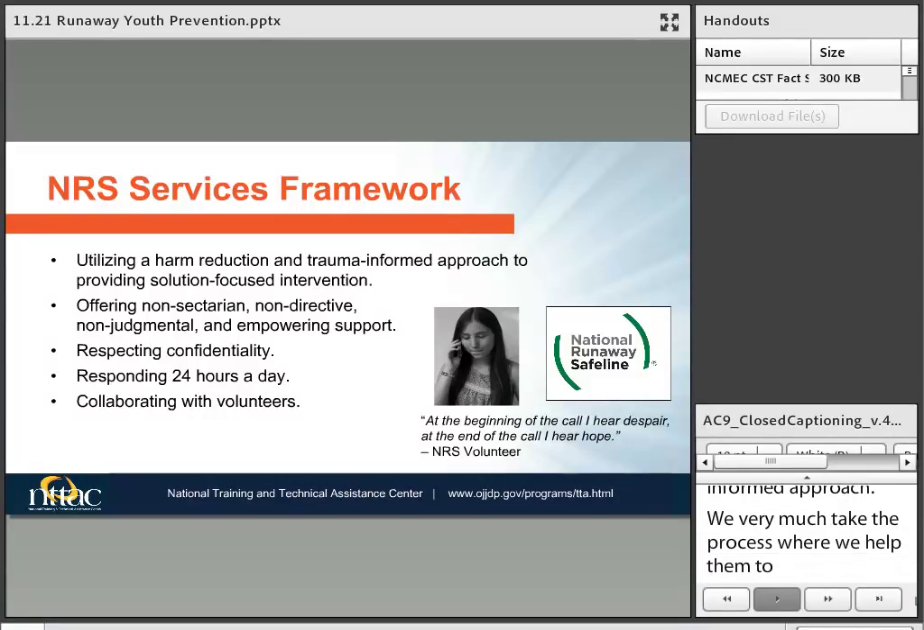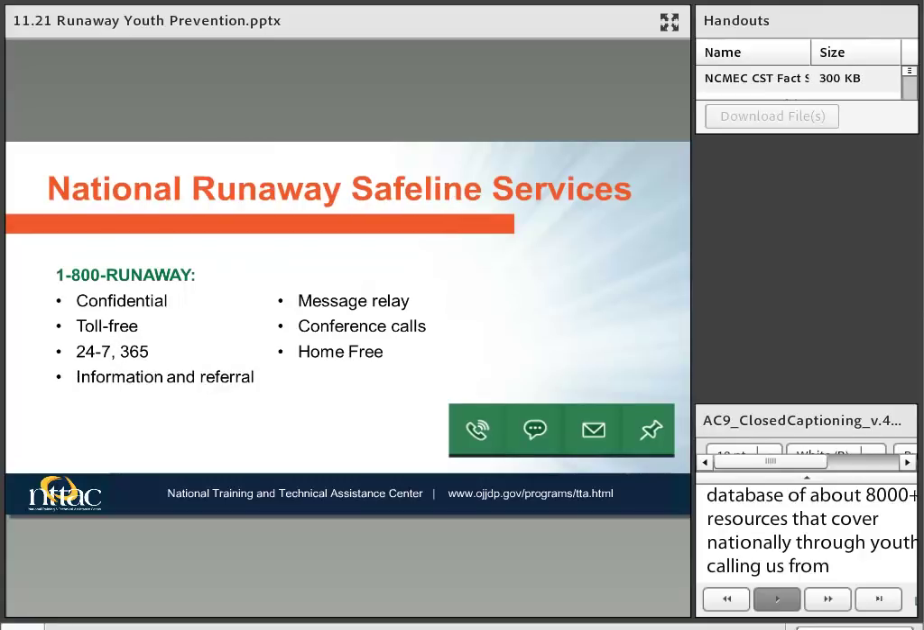And one of the key things that we offer in this arena is that we manage and oversee a database of about 8,000 plus resources covering the nation. So a youth who is calling us from anywhere in the country, we can utilize this database. The goal is always to link a young person to resources that exist in their own community, or to help them access the closest resources available.